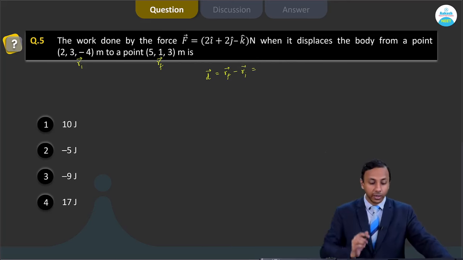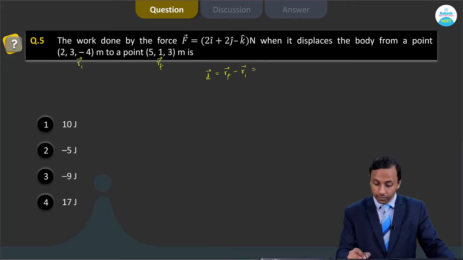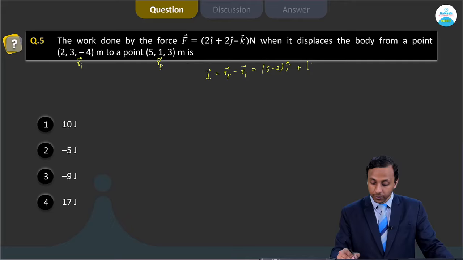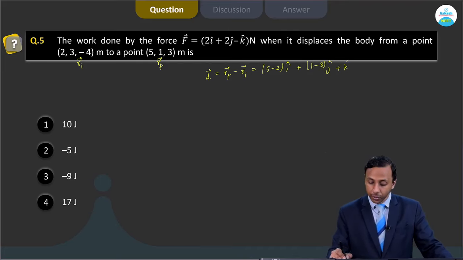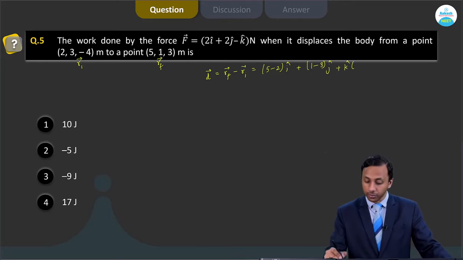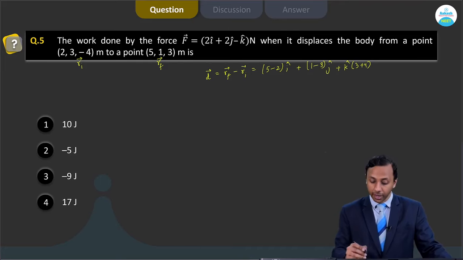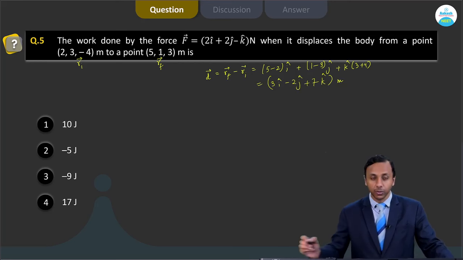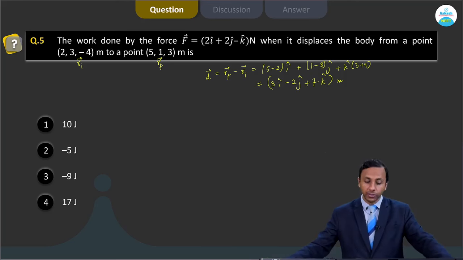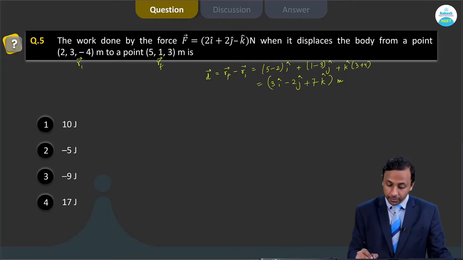Which means the i cap component is going to be 5 minus 2, right? 5 minus 2 i cap. j cap is going to be 1 minus 3 j cap. And for k cap, it's going to be 3 minus of minus 4, which becomes 3 plus 4 k cap, right? So this will become 3i cap minus 2j cap plus 7k cap. And the unit of this displacement is going to be in meters. So force is given, displacement is given.